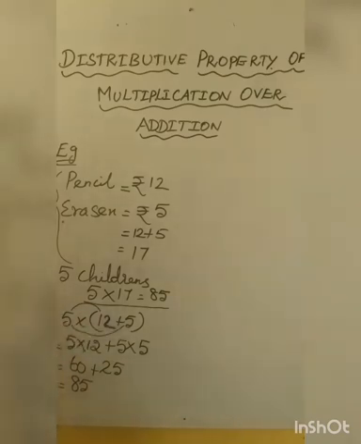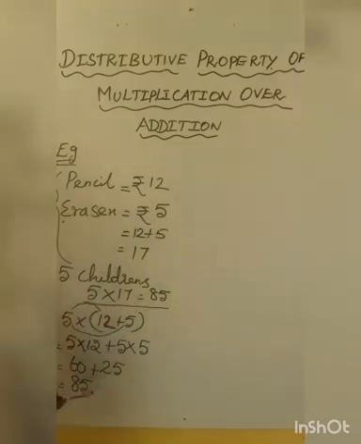17 என்ன பண்ணுமா split பண்ணி ரெண்டு group of 12 plus 5. Okay. Next I have to separate these two numbers. 5 multiplied by 12 and 5 multiplied by 5. 5 into 12 equal to 60. 5 into 5 equal to 25. Next you have to add these two numbers. Finally we get the answer 85.